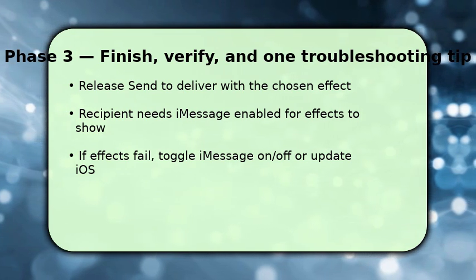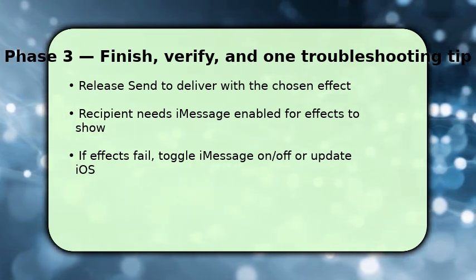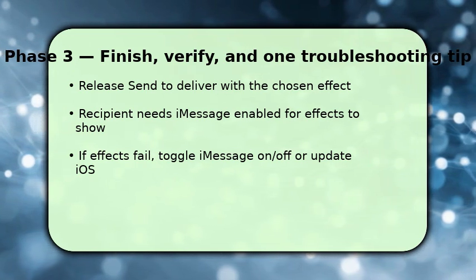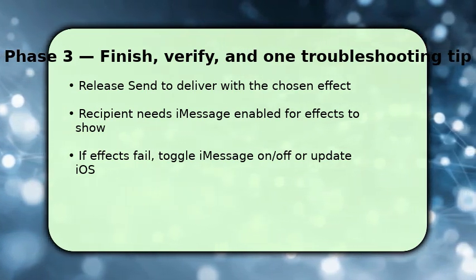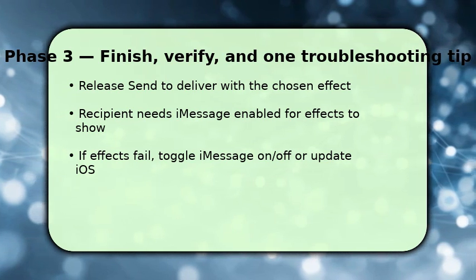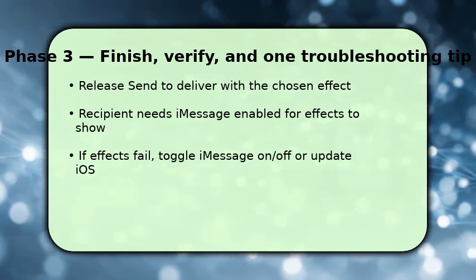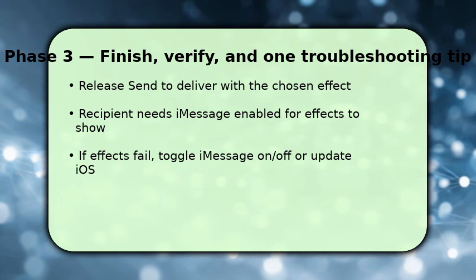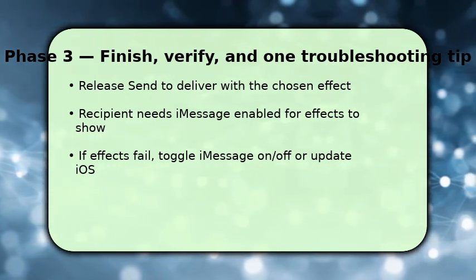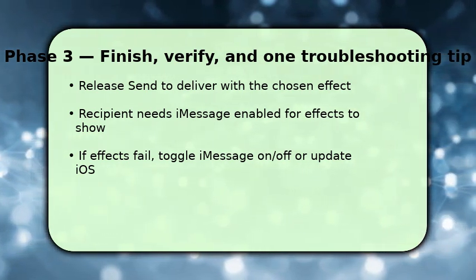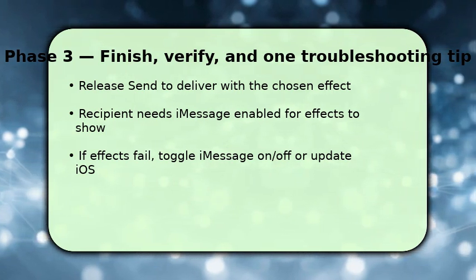Make sure the recipient is on iMessage. Green SMS bubbles won't show these effects. If effects don't appear, ask them to enable iMessage or check your and their iOS updates. Sometimes toggling iMessage off and back on fixes delivery. Finally, if invisible ink persists, instruct the recipient to swipe to reveal.